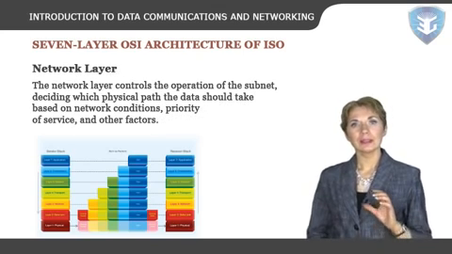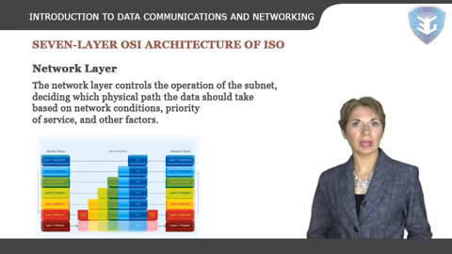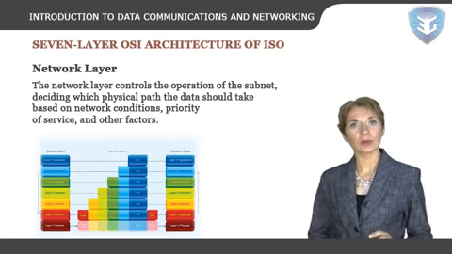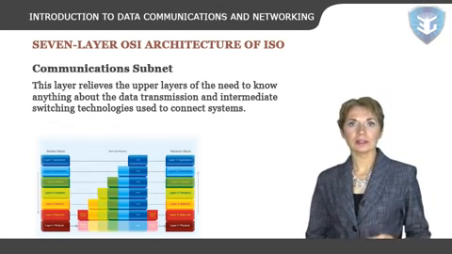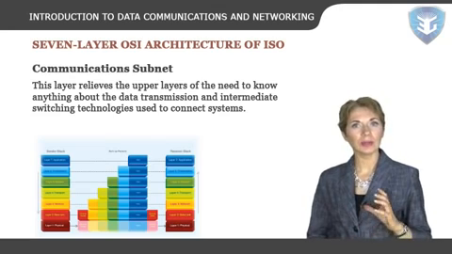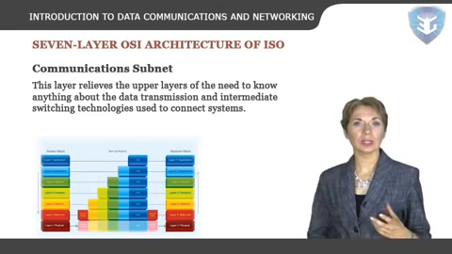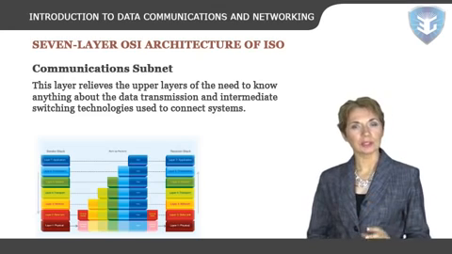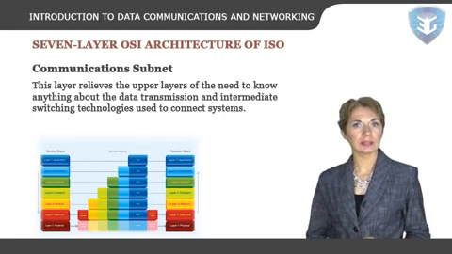Network layer. The network layer controls the operation of the subnet, deciding which physical path the data should take based on network conditions, priority of service, and other factors. Communications subnet. This layer relieves the upper layers of the need to know anything about the data transmission and intermediate switching technologies used to connect systems. It establishes, maintains, and terminates connections across the intervening communications facility, one or several intermediate systems in the communications subnet.